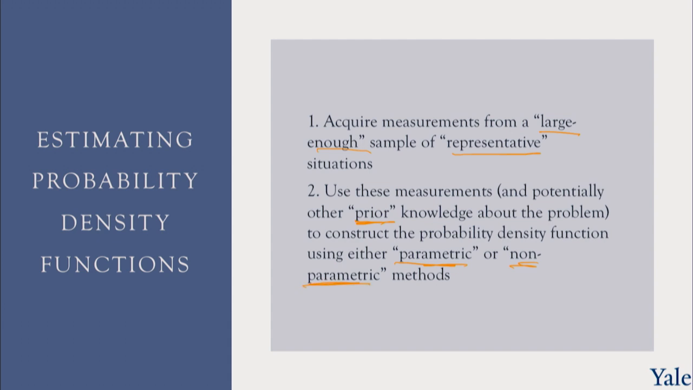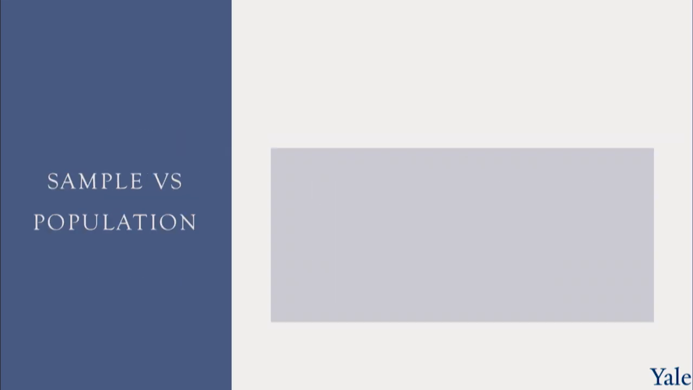So the rest of this short segment will focus on explaining what those words mean. But this is the process. We acquire a bunch of measurements from what's hopefully a representative sample, and we use some techniques, parametric or non-parametric methods, together with knowledge from other parts, other prior experience, to construct a probability density function. So let's just look at what this looks like.